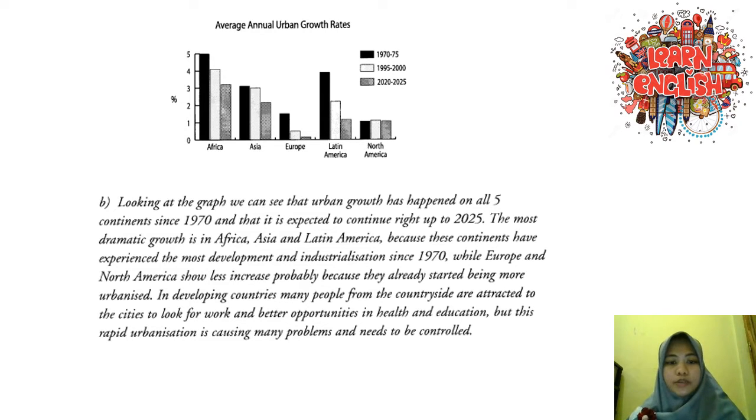Looking at the graph, we can see that urban growth has happened in all 5 continents since 1970 and that it is expected to continue right up to 2025.